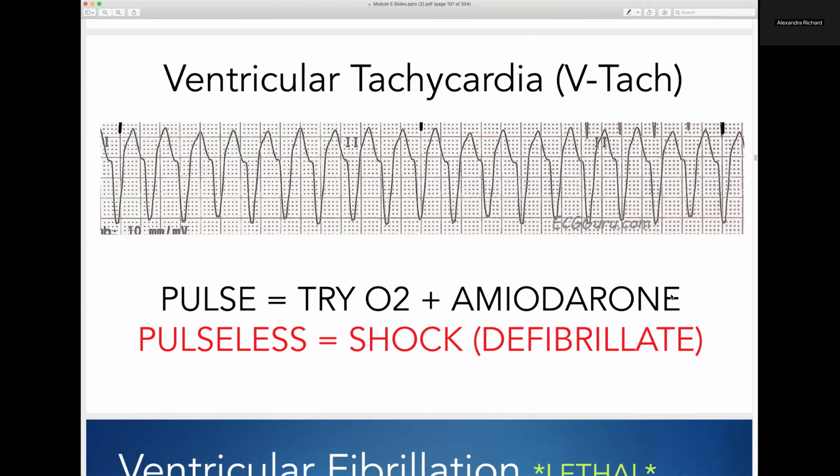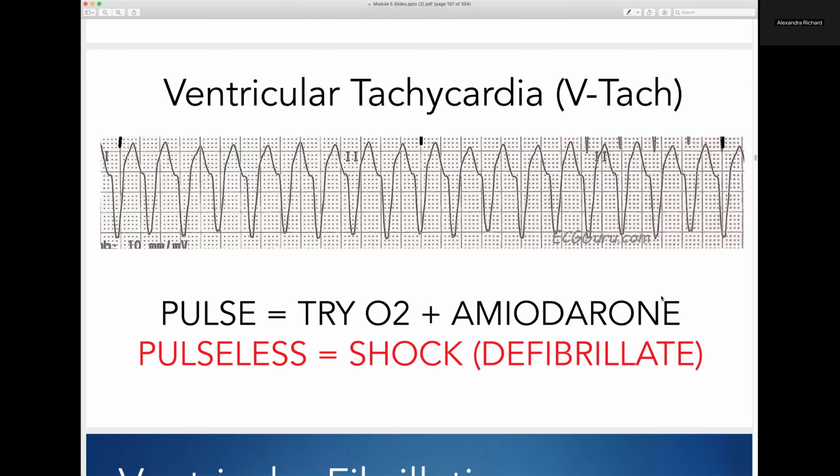So ventricular tachycardia, your number one priority is to check for a pulse. If the patient has a pulse, we give amiodarone. If the patient does not have a pulse, you have to know that that is called pulseless ventricular tachycardia, and the number one priority is to defibrillate the patient.